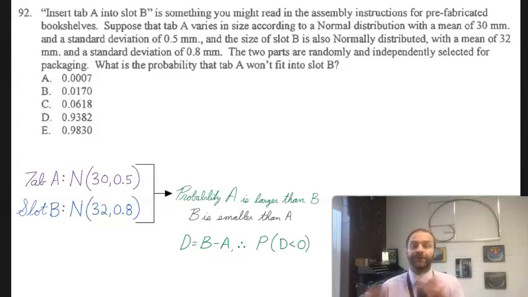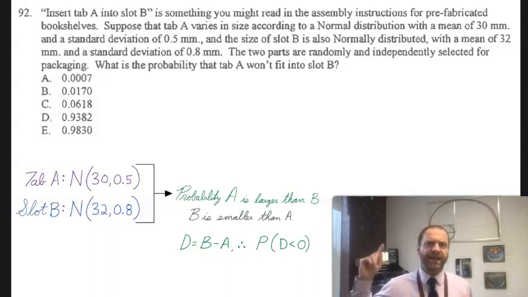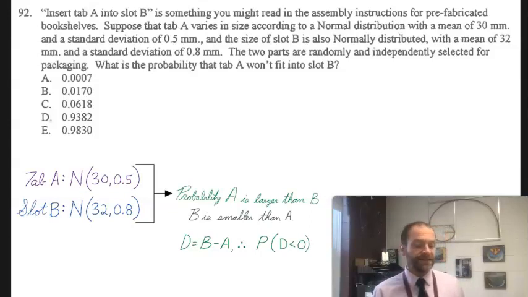So I'm dealing with a combination here. I'm combining the data from tab A with the data from slot B. And so I'm going to have to be dealing with, okay, how do I combine my means? How do I combine my standard deviations? And that is wrong because I do not combine standard deviations. I combine variances and then find the standard deviation. So that is the key here.